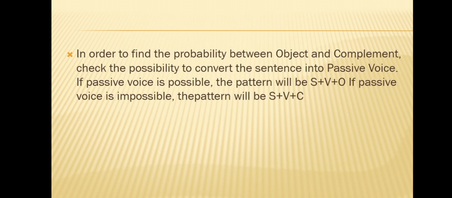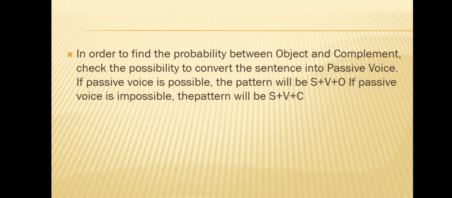You will have a shortcut to find out an object and a complement in a sentence. Every student from every stage of their academic life has these doubts, this dilemma, this confusion while finding out object and complement. So we'll have a simple trick, a simple shortcut. If you can convert a sentence into passive voice, then the sentence contains an object. If you can't convert a sentence into passive voice, then the sentence will have a complement.